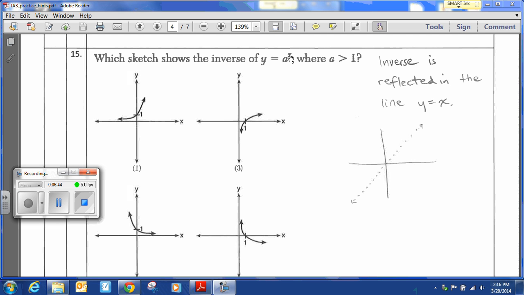So think about what y equals a to the x would look like. You could also just plug in any number for a, any positive number. As you can see, it says a is greater than 1. And you could just test out to see what it looks like, and then you can just reflect it across this line.